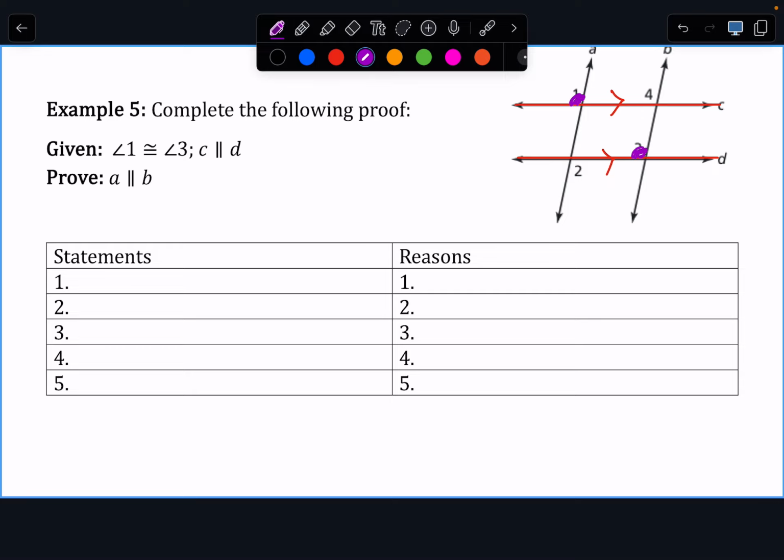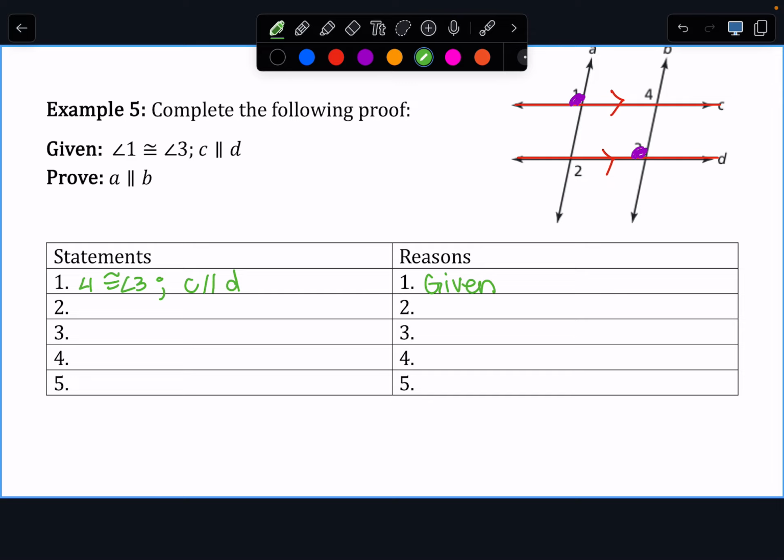All right, let's start with our given. I'm just going to write angle 1 congruent to angle 3. Okay. In my opinion, we have two different ways that we can do this. If I want A is parallel to B, then I can either use the corresponding angles converse or the alternate interior angles converse.